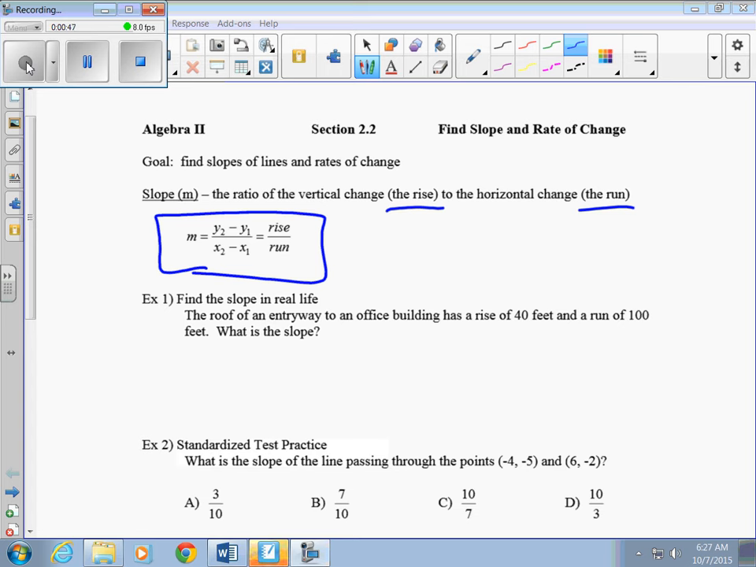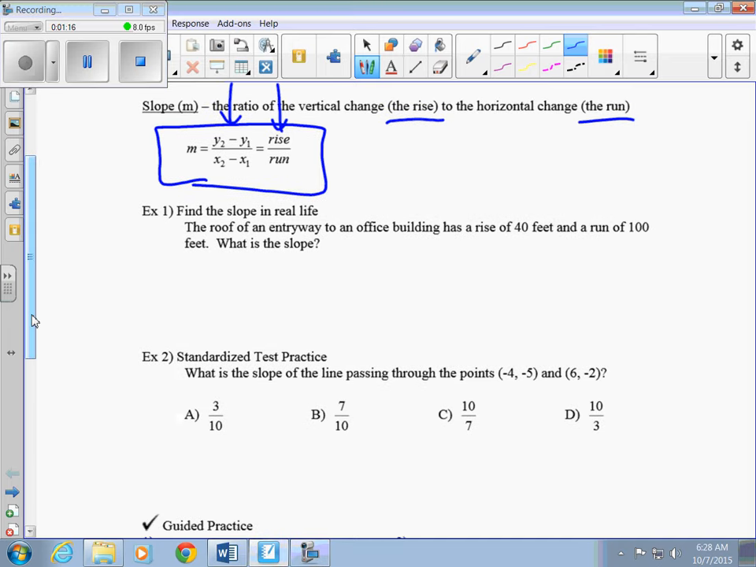So if you look here, we have two different ways of finding it. If we have the graph, we're going to use the rise over the run. How much you go up or how much you go down over how much you go to the right. So that's the rise over the run. If we have ordered pairs, we're going to look at this first one. So you subtract the two y's, and that goes in your numerator. You subtract the two x's, that goes in your denominator.